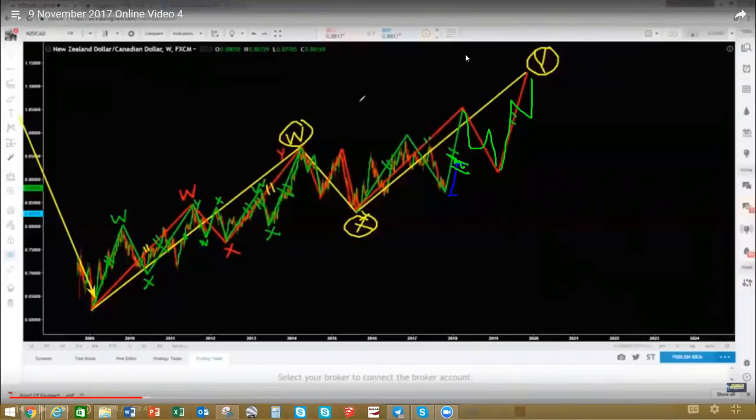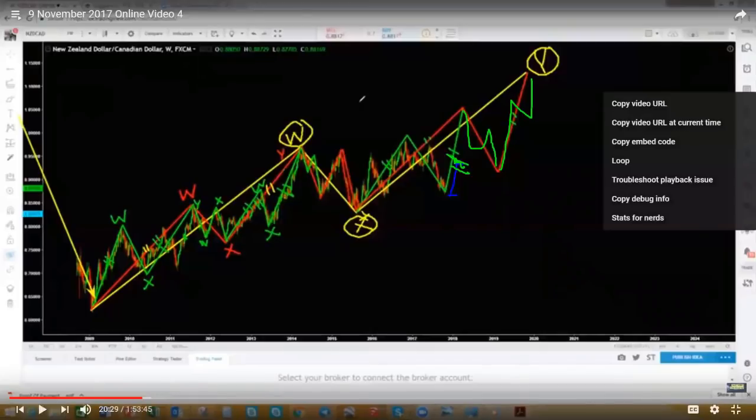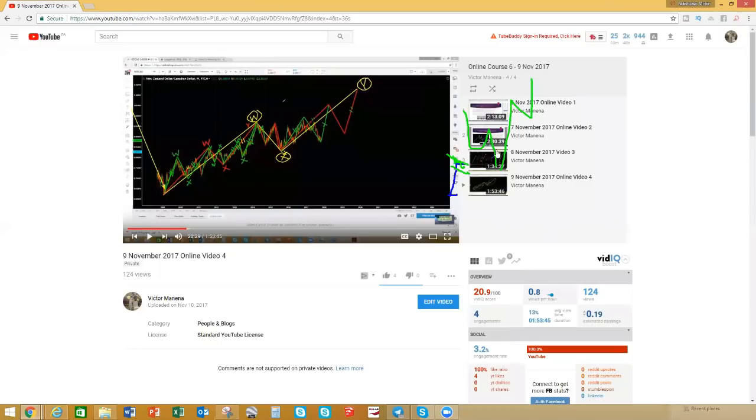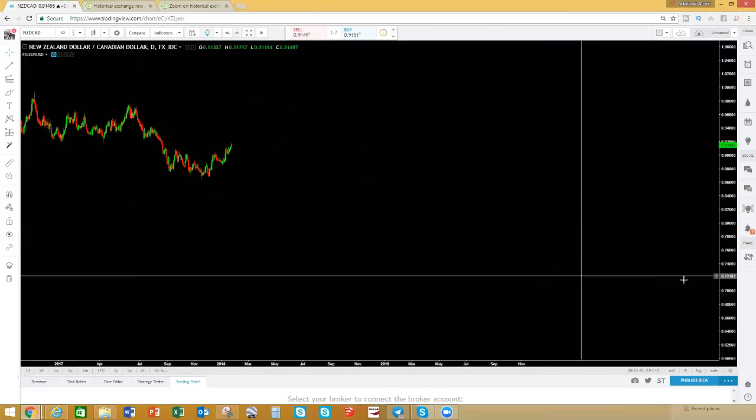So you see, this is not just guesswork. We get these moves by following these patterns. And obviously, what I cannot cover now is how to enter the trade after you've identified the move. So now you know the direction. The next step is to get a trade.